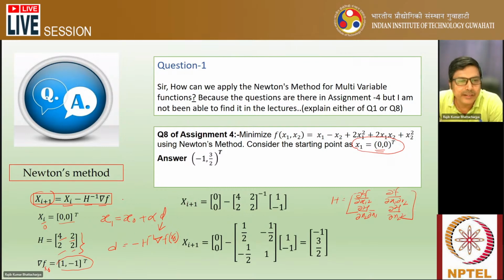Now if I put this in the equation, xi plus 1 is 0 0, so this is your x naught, minus the inverse of the Hessian matrix into del f at x naught. If I calculate the inverse, this is half, minus half, minus half, and 1, and I am getting 1 1, and finally if I simplify it, I get minus 1 and 3 by 2. This is a quadratic function, so a single iteration of Newton's method will give you the solution, and the solution you should get is -1 and 3 by 2.